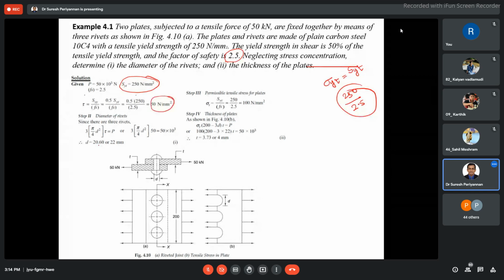Then direct substitution in the formula. What is this shear stress? Tau is equal to force by area. Here the shear stress is given, and the area is pi by 4 d squared.